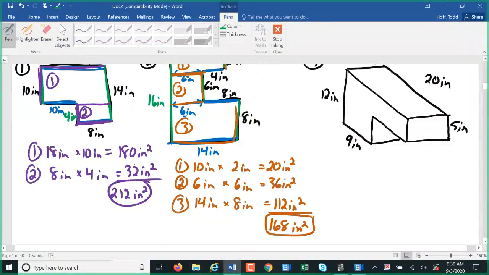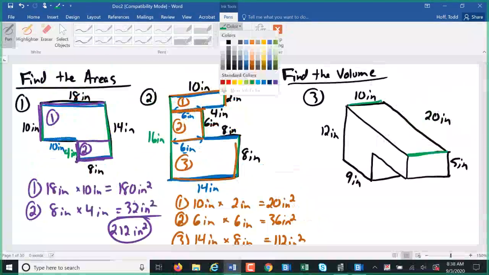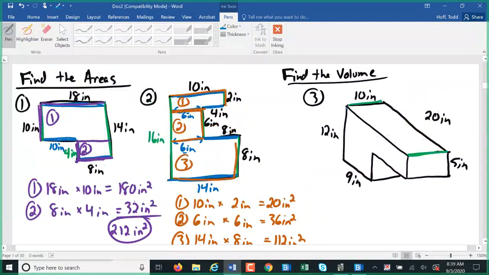Number 3, we're asked to find the volume. So remember, when we find volume, we're looking at the area of a base times the height. But the height here does not go up and down. This is actually the height here, which is labeled as 10 inches in this one. Because the reason that is the height is because this would be your base. Remember, the base is the shape that has to be the same on opposite sides.